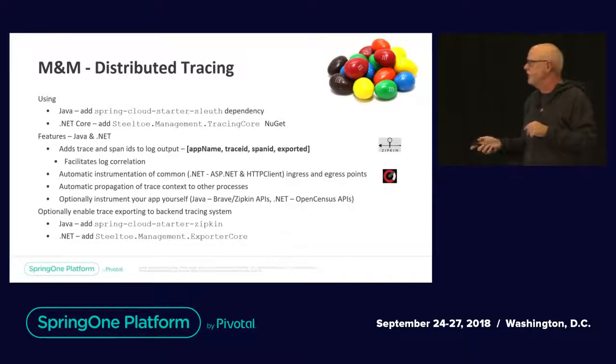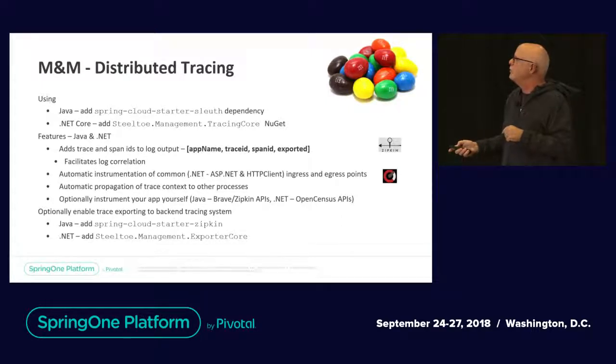I'll be demonstrating that, hopefully, if we've got time here in a little bit. If you want to do that in the Java world, we've got a package called Spring Cloud Sleuth that the Spring team has developed. In the case of .NET Core, we've got a tracing core package. Right now, we don't have .NET 4.x support for this, but we'll be looking at adding that in the future. And this is some of the things that it does.